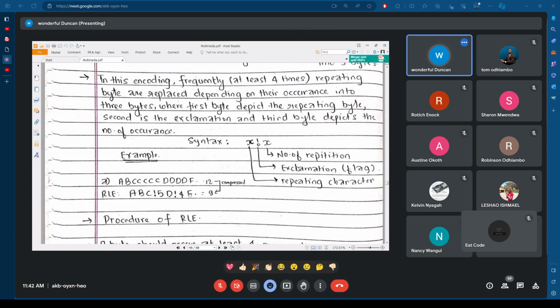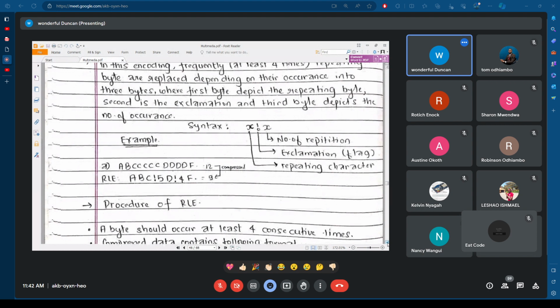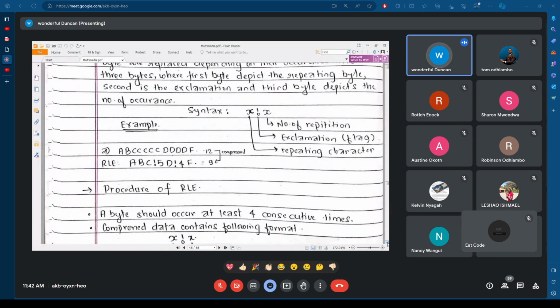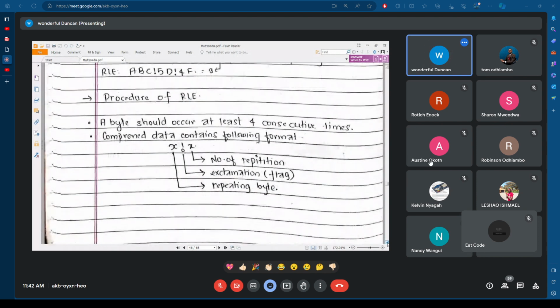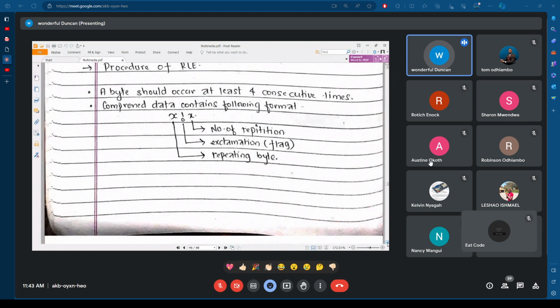We look at those that have been repeated. That's how we use run-length encoding. I don't know whether you have written that. I have the procedure of run-length encoding, and we have seen that a byte should occur at least 4 consecutive times. Compressed data contains the following format: the repeating byte, like C that repeated, the flag, and the number of repetition.